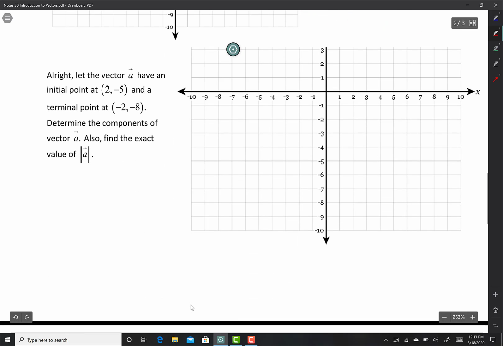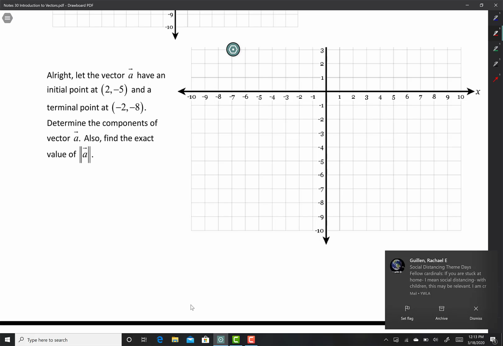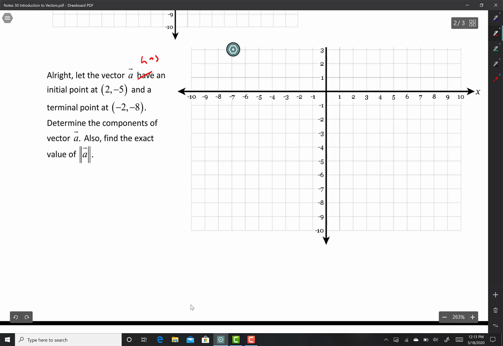All right, let's see what it says here. The vector A has an initial point at 2, -5. So I'm going to put a point at 2, -5. And a terminal point. Terminal point means where it stops, at -2, -8. So -2, -8 points.